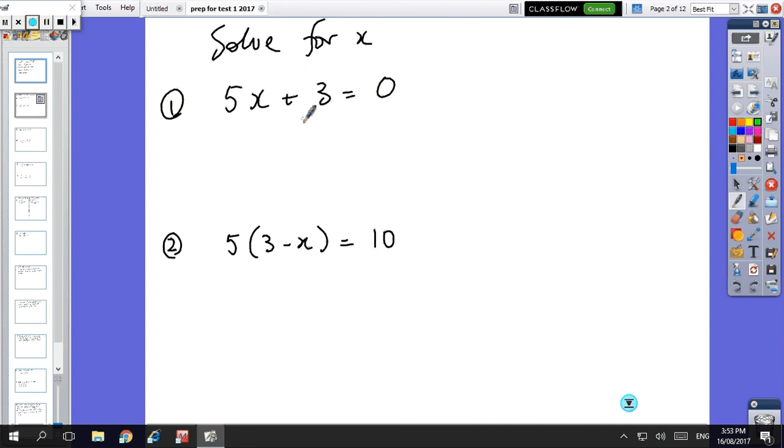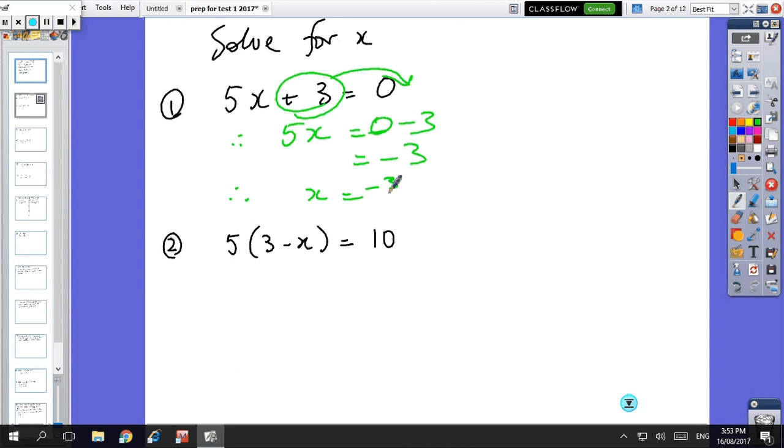Okay, so first thing you do is take the 3 across, so it's going to be 5x equals 0 minus 3 equals minus 3. You don't have to show that step. And then x equals minus 3/5 by dividing.